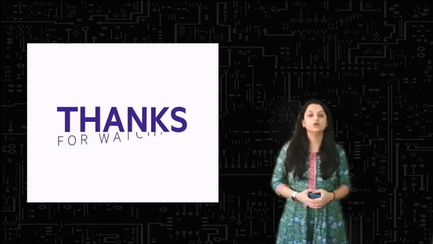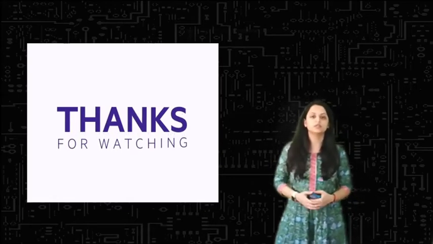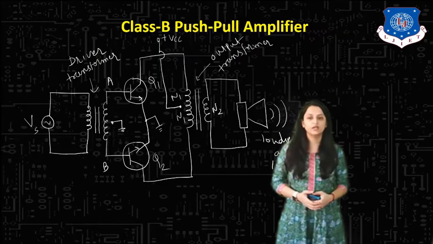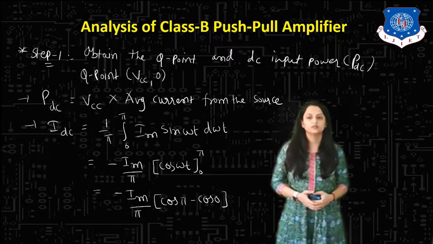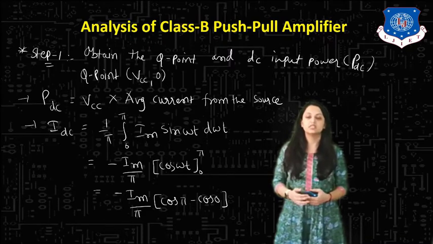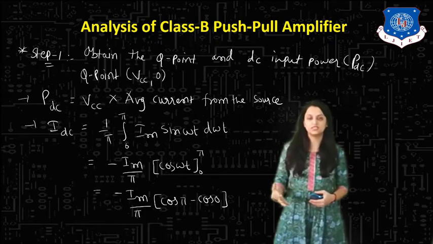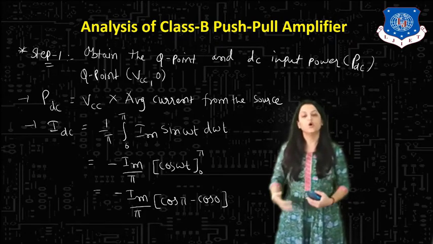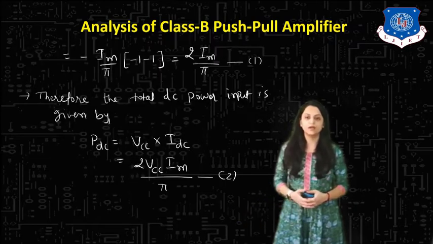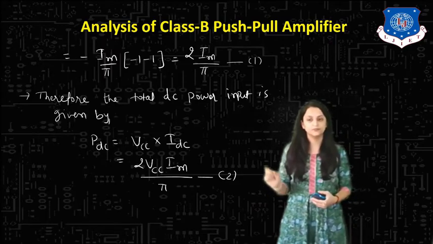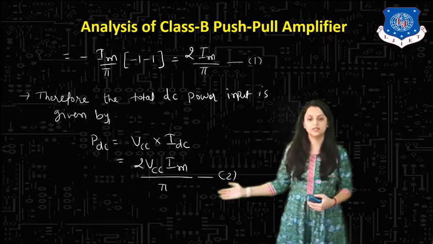I suggest you practice examples for the formulas that we have seen over here. The first one is the formula for the class B push-pull amplifier, which is DC power. You may be given the average current from the source and asked to find the DC power according to the VCC value given, or you may be asked for the DC current using this formula, that is twice VCC Im by pi. You will be given the maximum current value and the value of VCC. So using this formula you can find the DC power.